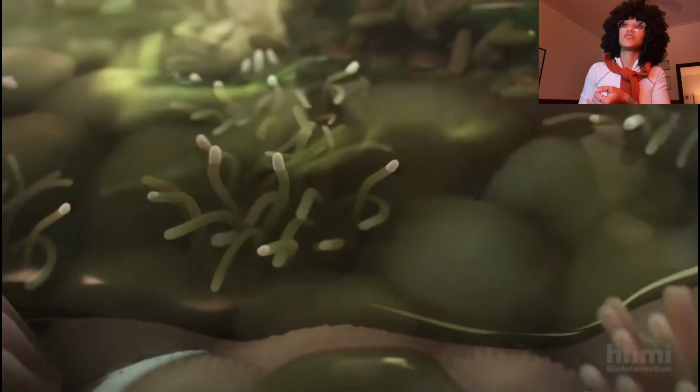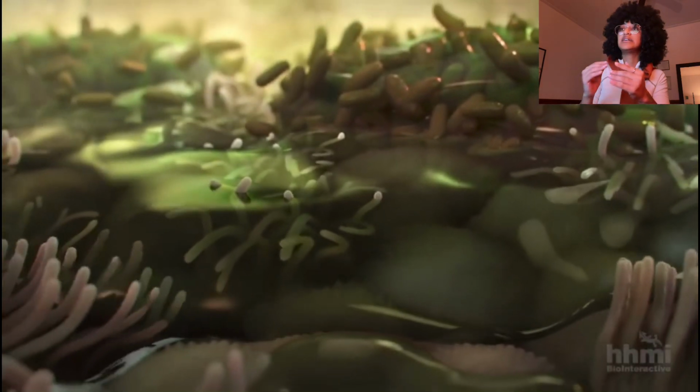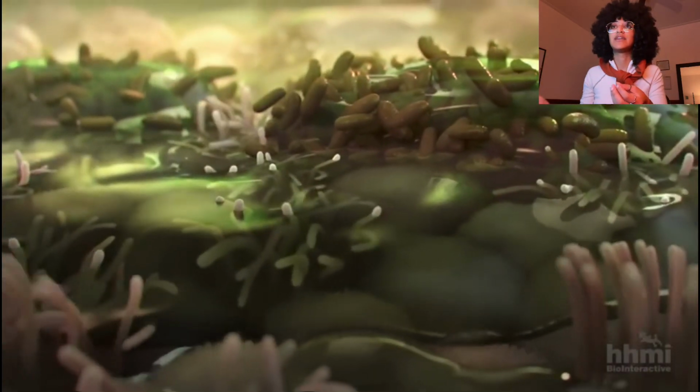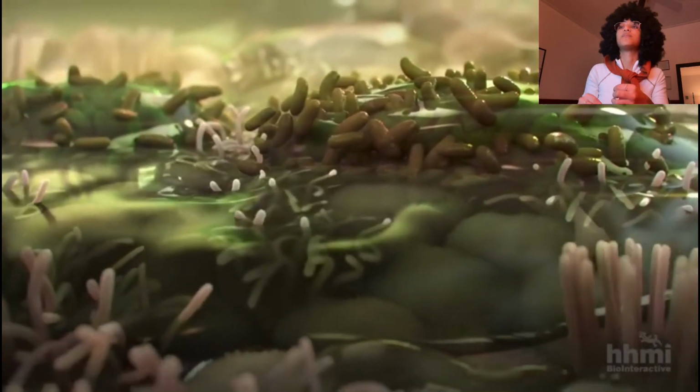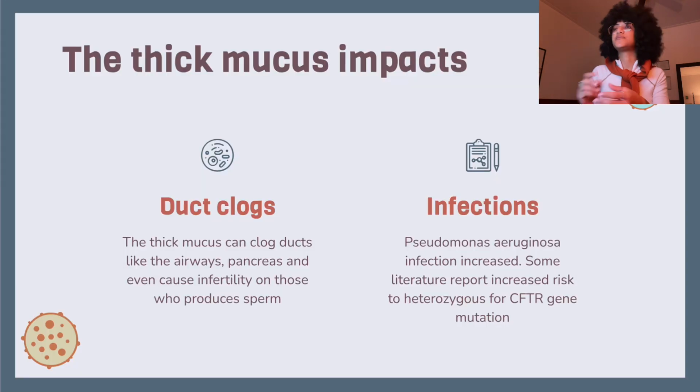Pancreatic dysfunction: in the pancreas, the mucus can block the ducts that carry digestive enzymes, leading to malabsorption of nutrients and deficiencies. This word is difficult. In addition to all these direct effects, the thick mucus can also create a favorable environment for the growth of bacteria.